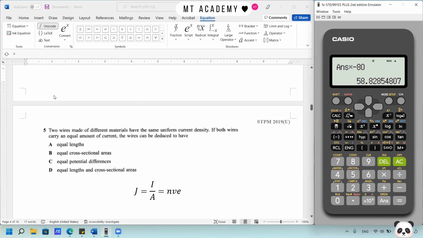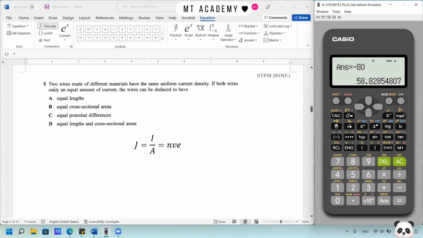Moving on to the next question, question 5. We have two wires made of different materials that have the same uniform current density. If both wires carry an equal amount of current, the wire can be deduced to have... So what should be equal? We have the same current density and the same current. This is the formula of the current density, J equals I over A equals nve. So these two variables are equal, constant. So the area should also be constant, which gives answer B.